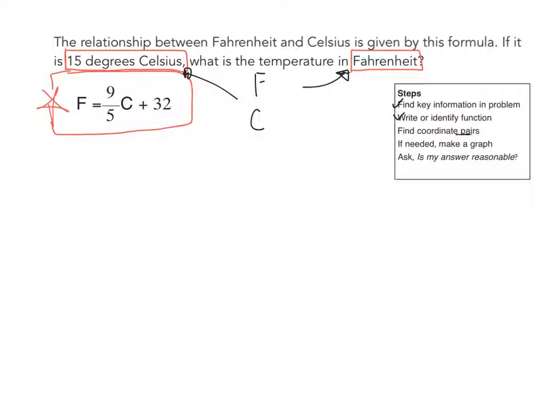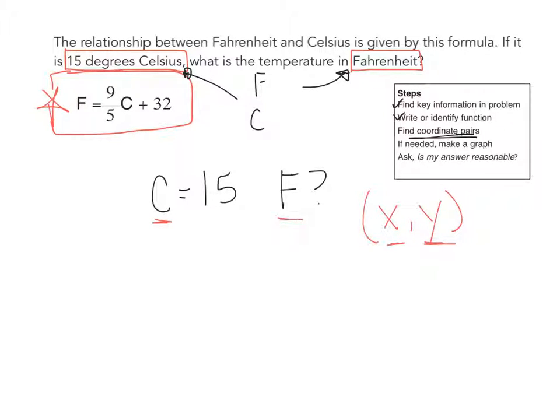Well, finding coordinate pairs, that's essentially what the question is asking us. They're saying if C is 15, what is F? We want to know what that is. Well, this reminds me of an X and Y coordinate, but instead of using input as X, our input is now C. And instead of using an output of Y, our output is now F. So essentially, this is just our regular coordinate function, but we've used different variables so that it matches the problem.